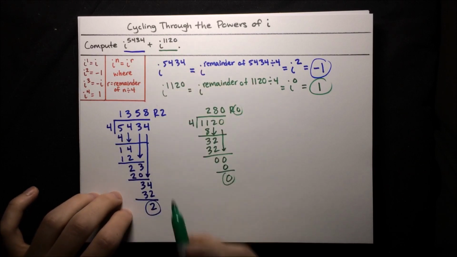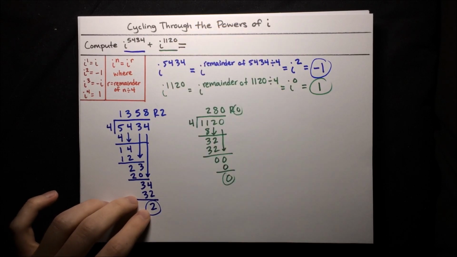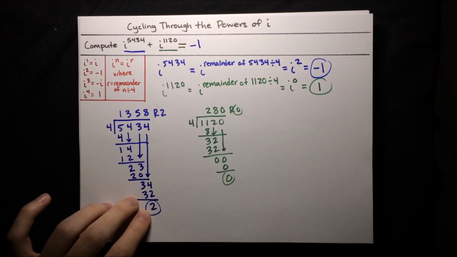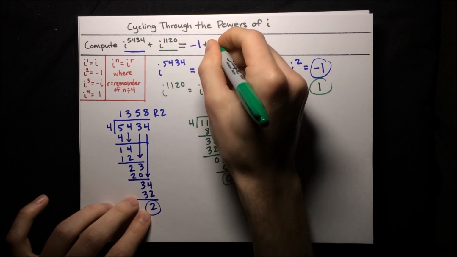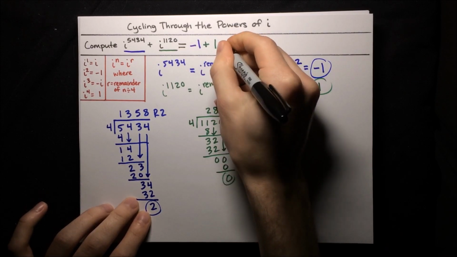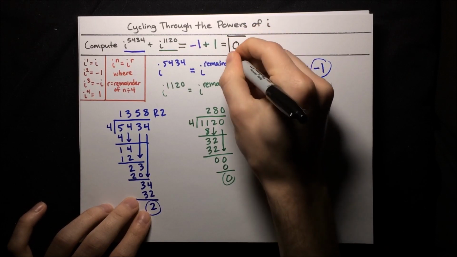Okay, so that's what I to the 1,120 is, and now we can just plug them right back into this expression here. So this expression is really just equal to -1, that's the value of I to the 5,434, and then plus 1, that's the value for I to the 1,120. You add those two, and it just simplifies to 0, and that's it. So that's our final result.